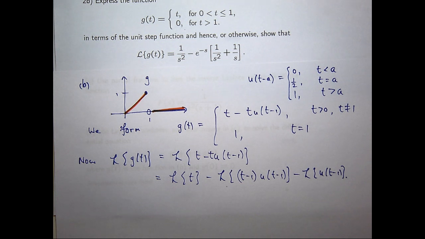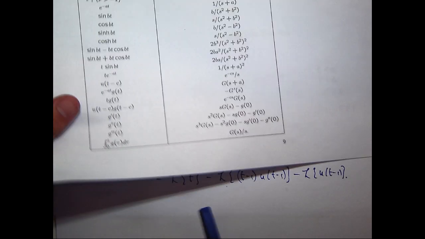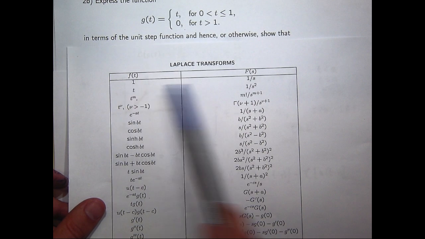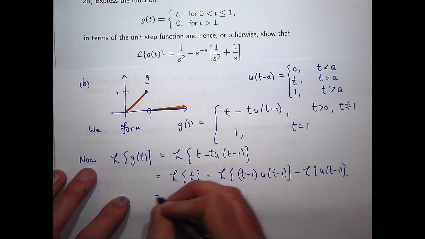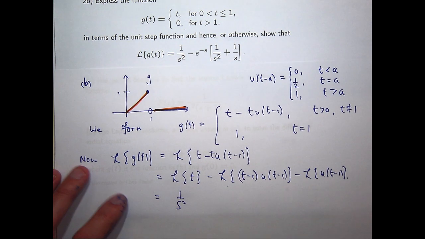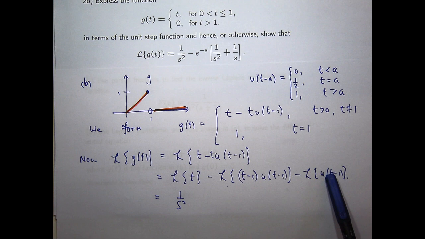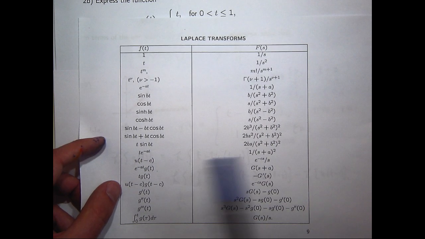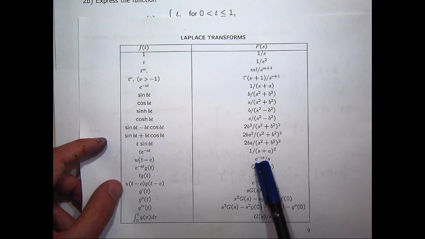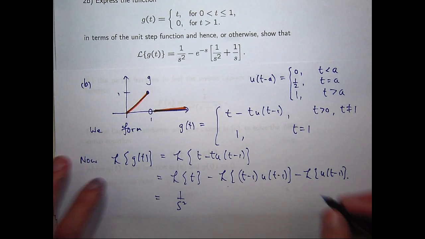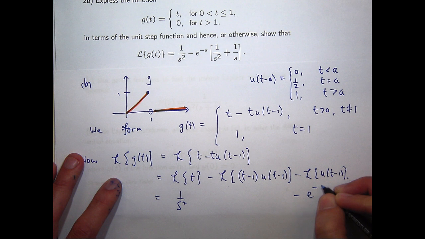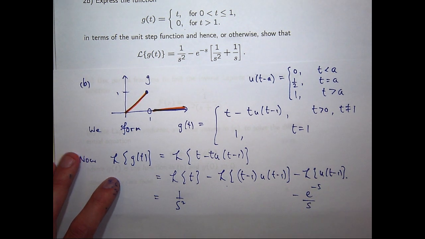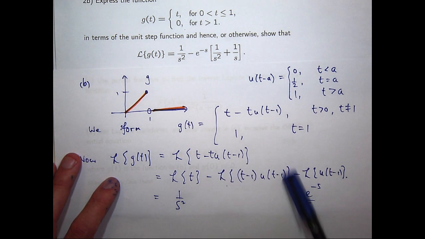Okay? So let's see if we can work out what our transforms are. The Laplace transform of t is 1 on s squared. The Laplace transform of the Heaviside step function is just this line here with c equals 1. So it'll be e to the minus s all over s. And the last thing is, let's calculate this transform here.